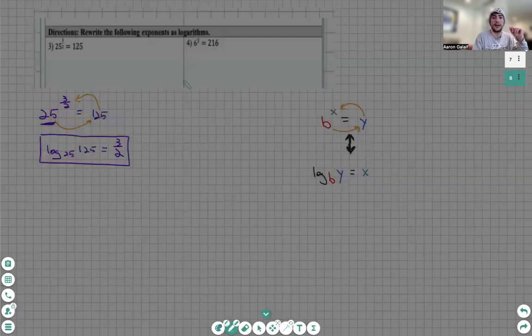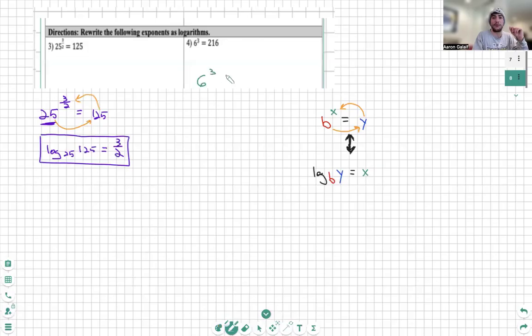Let's do it one more time. 6 to the power of 3 is equal to 216. My base is 6, so the base of my log will remain 6. So we're going to go log base 6. We're going to snail across 216, and we're going to snail back over, equals 3. That's it. That is how we rewrite both of those exponents into logarithms.